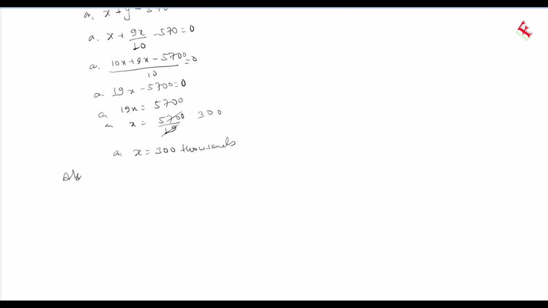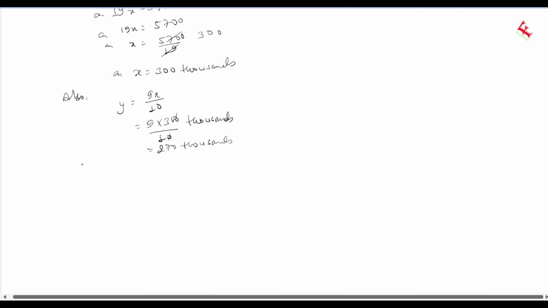Also, what do we have? y is equal to 9x by 10, means 9 into 30 thousand over 10. Then what you'll get? 0 cancel, it is 27,000, the value of y. 27,000. Therefore, what we need to find? We need to find the maximum total sales.